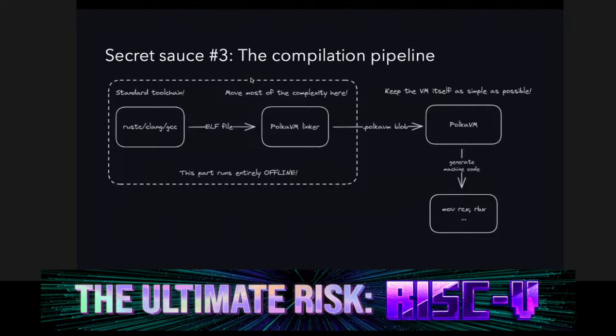So the general idea is to move as much complexity as we can into this linker and keep the VM as simple as possible. The linker runs offline and generates a program blob, which the VM can then load and generate native code from. And this works quite well.